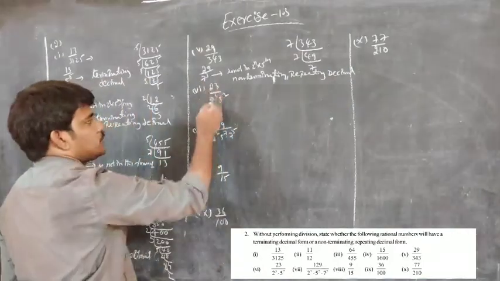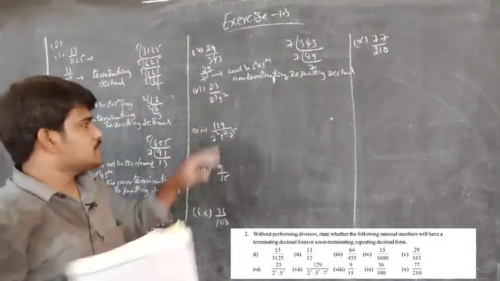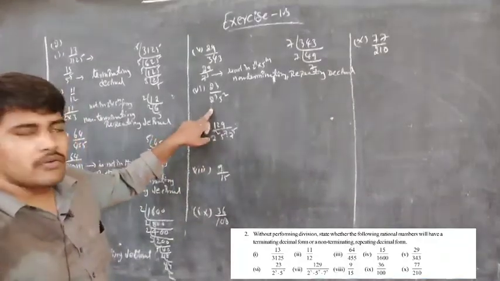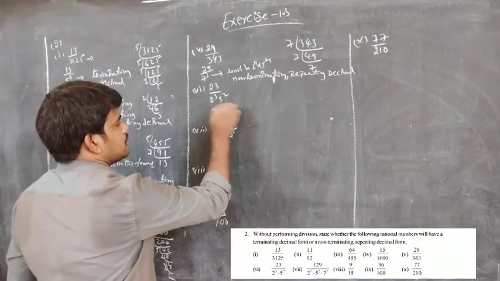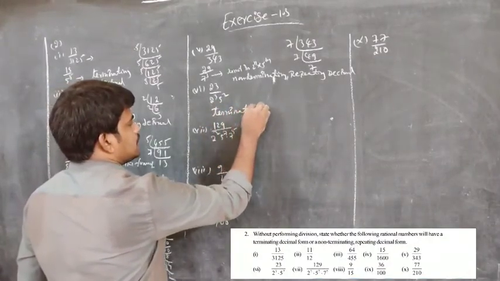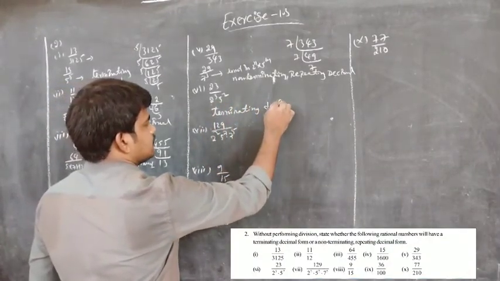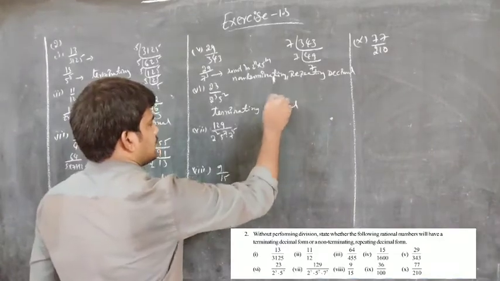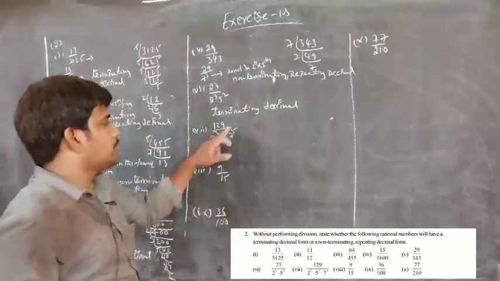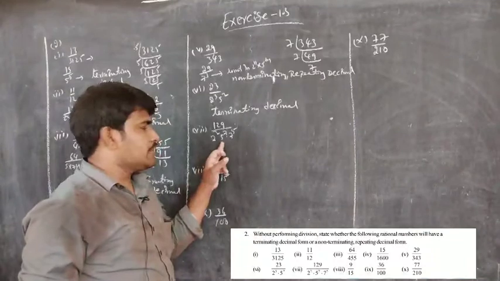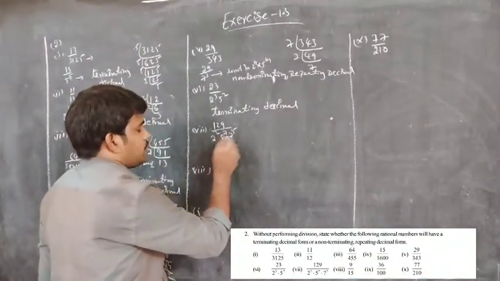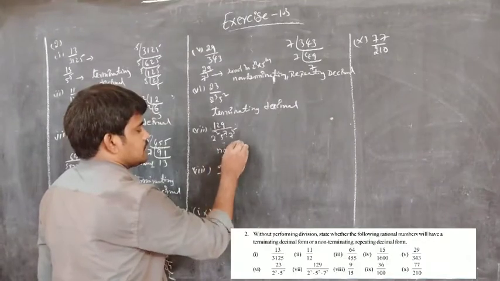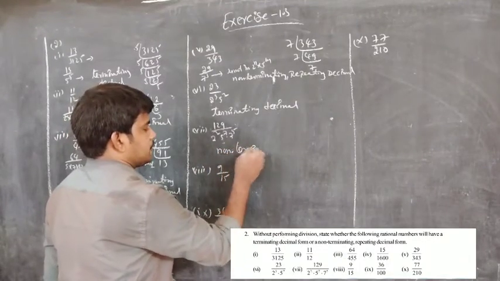Next, 23 by 2 cube into 5 square. This is also in the form of 2 power n into 5 power m, so this is a terminating decimal. Next, 129 by 2 square 5 power 7 into 7 power 5. This is not in the form of 2 power n and 5 power m, so this is non-terminating.